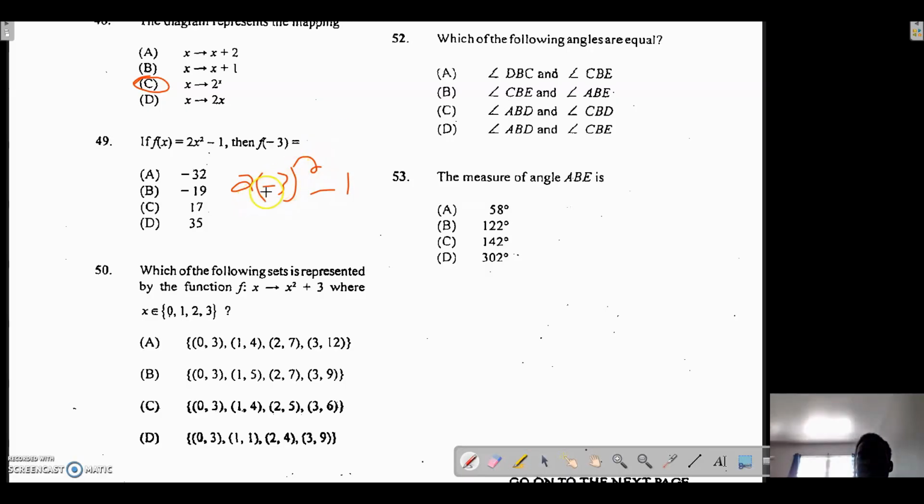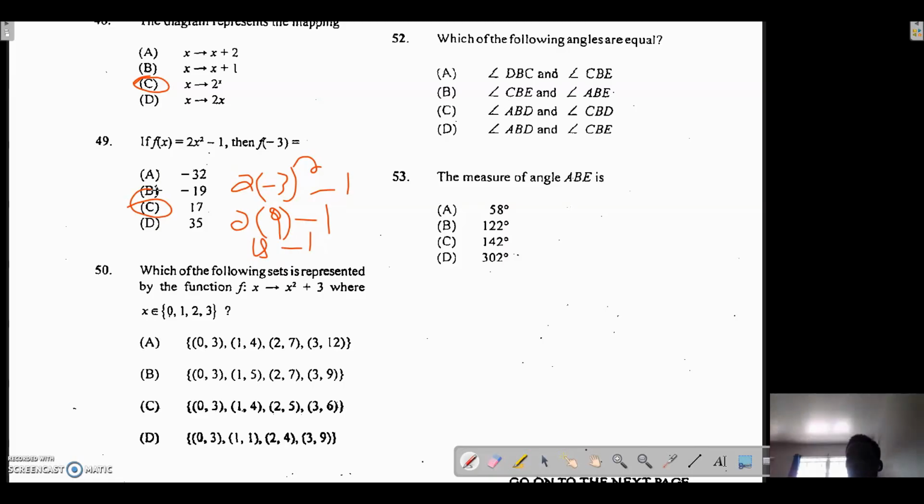Now working this part out here. Negative 3 squared really means negative 3 times negative 3. And we have to work out the bracket first. Negative 3 times negative 3 would be 9. And then you're going to have 2 times 9 minus 1. 2 times 9 is 18 minus 1, which is 17. So it's C, as in cat.